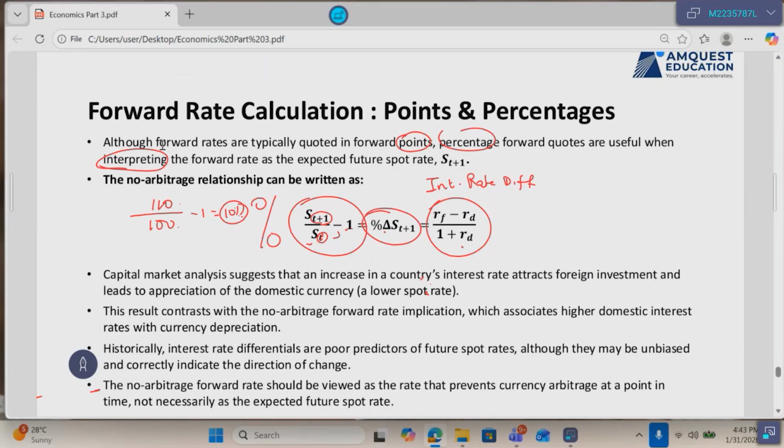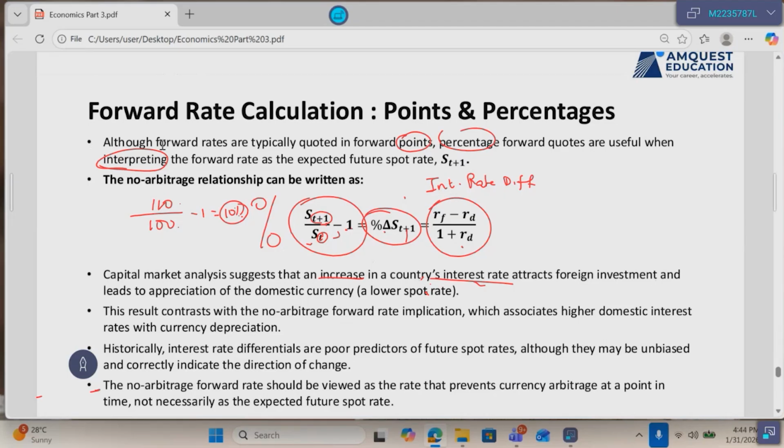Okay. Now this is an important interpretation. When you do all this, the appreciation or depreciation will happen. Now, if the interest rate is higher, right? An increase in a country's interest rate will obviously attract more people to invest because the interest is higher.